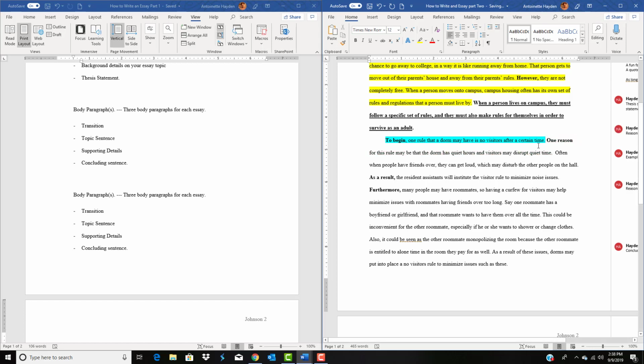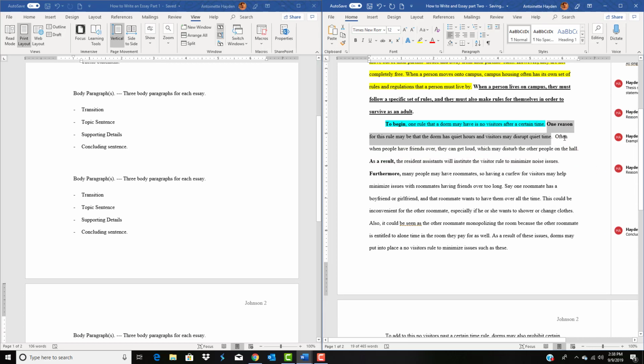So I have a reason for this rule. Why does this rule exist? And give an example of why they institute these rules. Right? That's what this next part is. So I'm not just going to tell the rule, I'm going to give a reason for the rule, right? To further back up why they do this. Because I'm not just saying they must follow a specific set of rules.